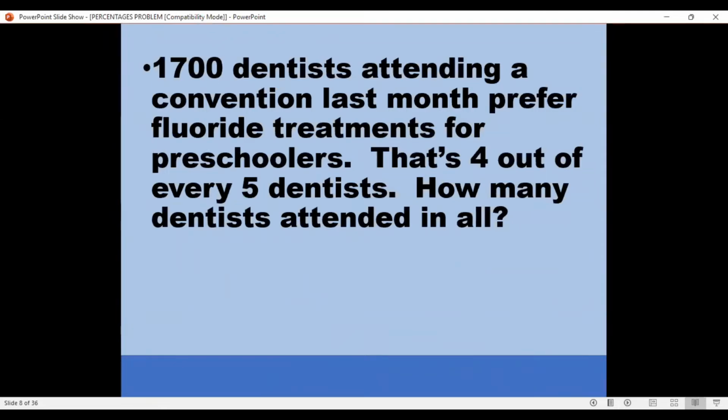1,700 dentists attending a convention last month prefer fluoride treatments for preschoolers. That's 4 out of every 5 dentists. How many dentists attended in all? You will notice here that the 1,700 represents the 4 out of every 5 dentists, which means the 4 over 5 here represents the ratio. It is given in terms of a ratio, which could also be changed into a percent.